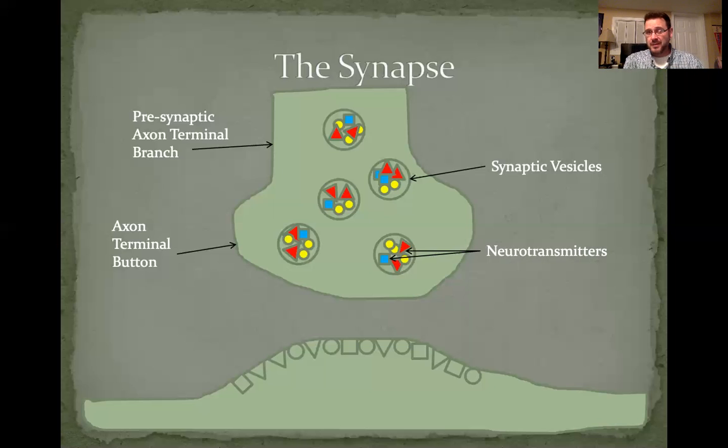Okay. Anyway, different neurotransmitters exist in the brain. Each neurotransmitter just carries a message. We'll get into that in a little bit.